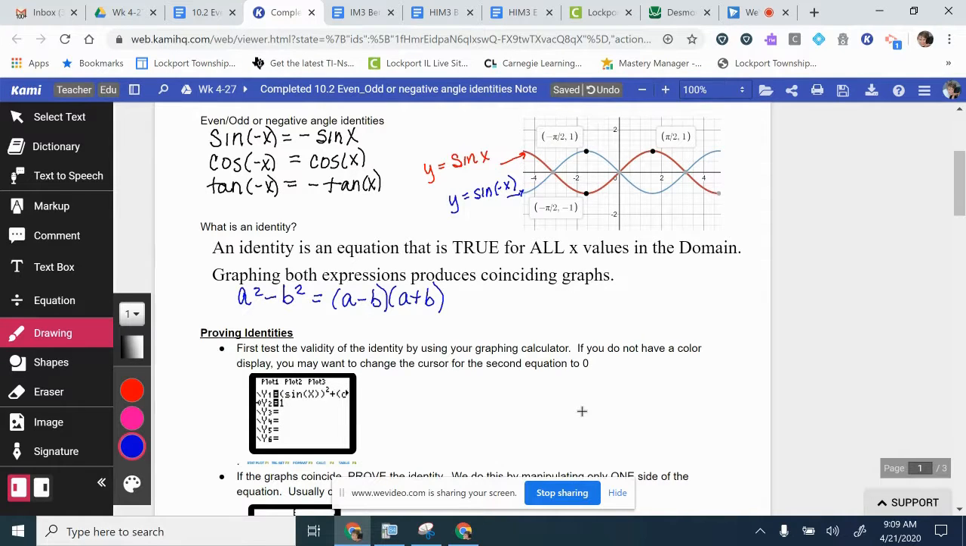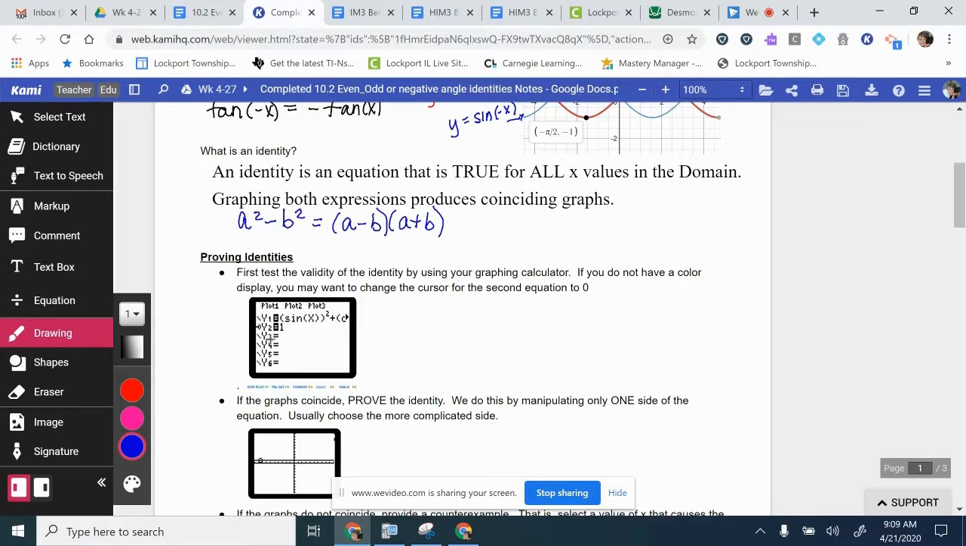Now we're going to take these identities that we've learned, and we're going to add some more eventually, and we're going to prove that the identity that we're given is either true or false. And the first thing we would do to test the validity of the identity is to use our graphing calculator. If you don't have a color display, that's okay. You still can do this. You might want to change your cursor for the second equation to a 0, and that's what I'm trying to show you here. But I'll show you how to do it on the calculator itself.